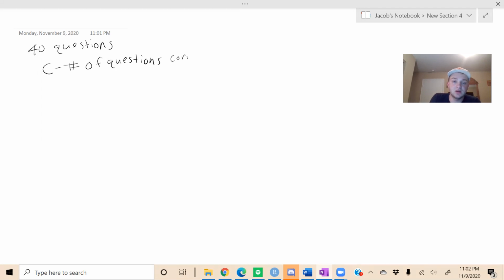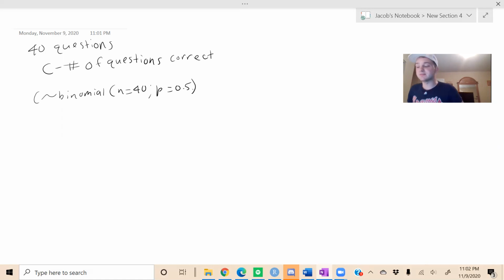Okay, so we know that this is a binomial distribution because we're having n number, which is 40, with x number of successes. That's the definition of a binomial distribution. So C is binomial with n equal 40 and p is 0.5, where we're told the questions are mutually independent with a 0.5 probability of success.